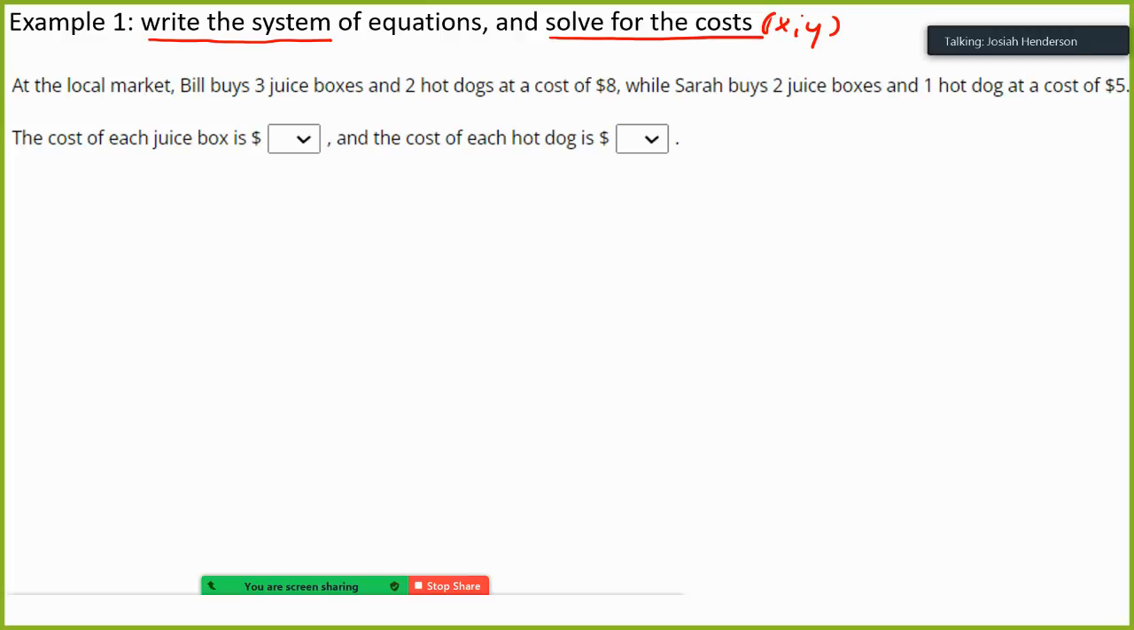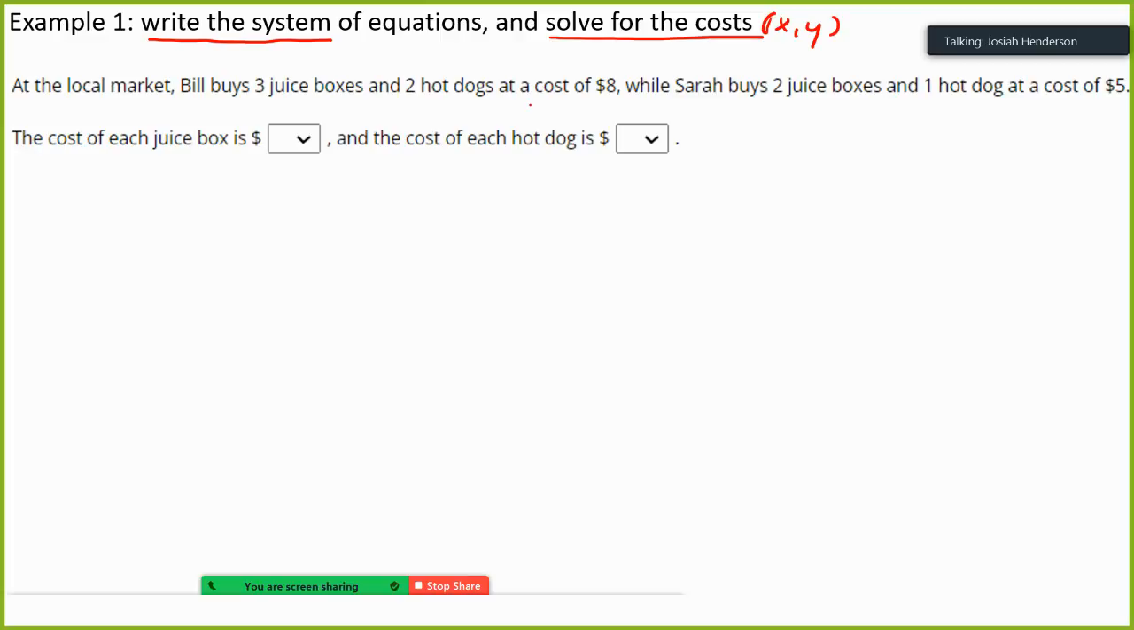All right, here's our story problem. At the local market, Bill buys 3 juice boxes and 2 hot dogs at a cost of $8. Sarah buys 2 juice boxes and 1 hot dog at a cost of $5. And they want us to find the cost of the juice boxes and the cost of a hot dog. How much does one of each cost?